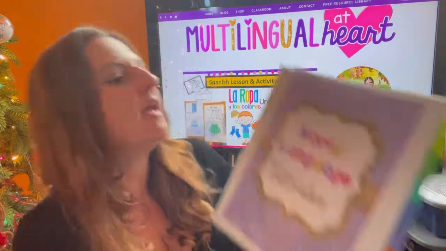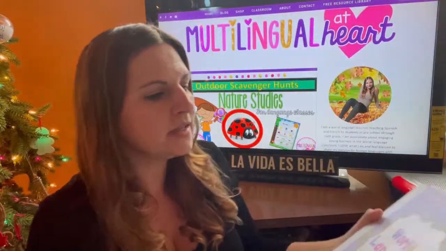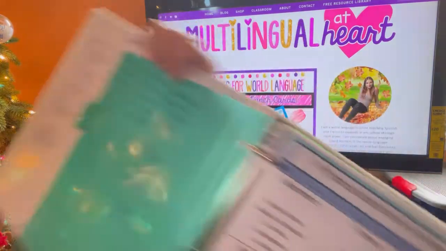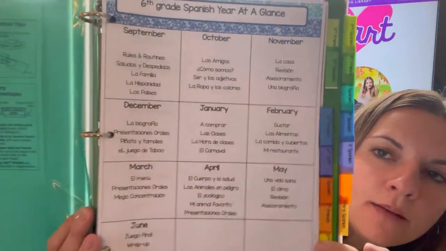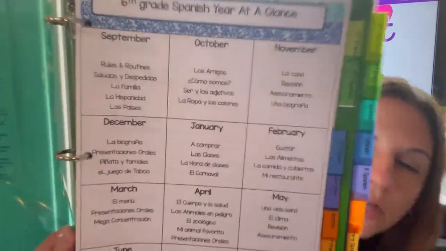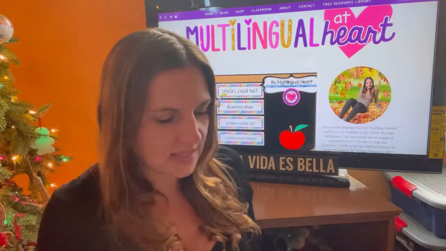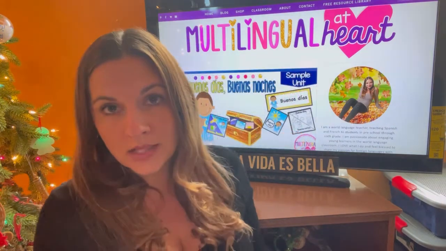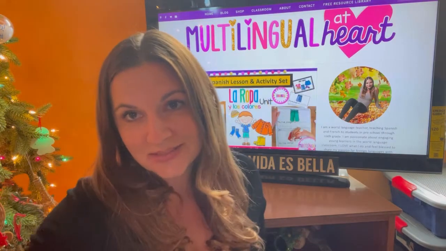Now, what I have here again is I have the tabs. Here I have tabs for each grade level. And so if I open up to my 6th grade Spanish, it shows me a year at a glance. And so there I can see every month. It's divided by month, and I see the 4 main topics for each month. And so I have a good sense and a good idea of what it is that I'm teaching each month. And then from there, I pull the lessons and write them into my lesson plan.